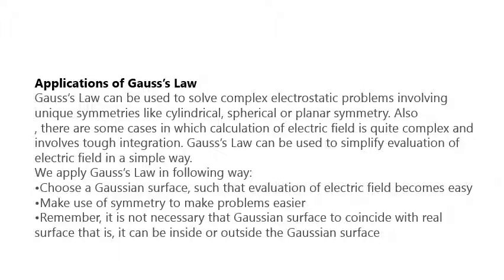First, if we want to calculate electric field using Gauss law, choose a Gaussian surface such that the evaluation of electric field becomes easy. Make use of symmetry to make problems easier. Remember, it is not necessary that the Gaussian surface be a real surface. Many times the Gaussian surface does not coincide with the real one, and it can be inside or outside. We can take these steps to calculate electric fields.